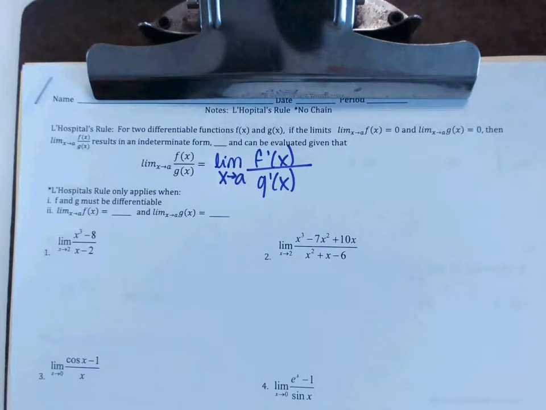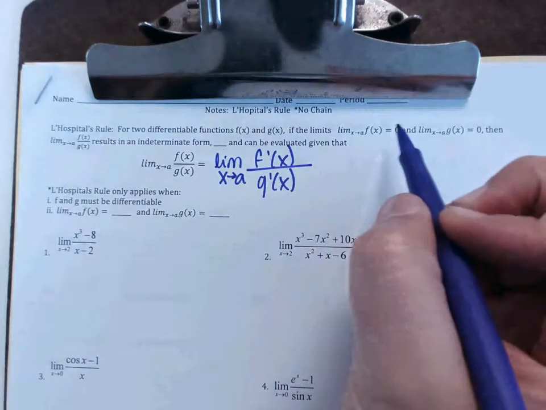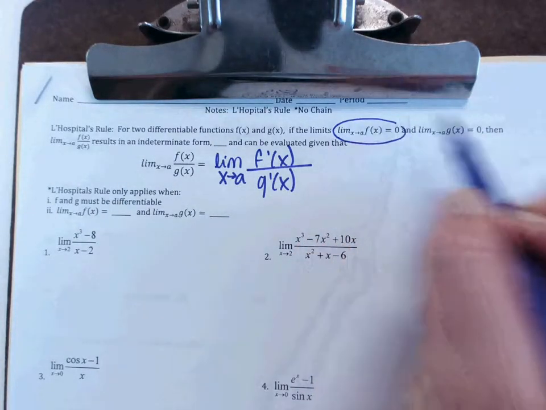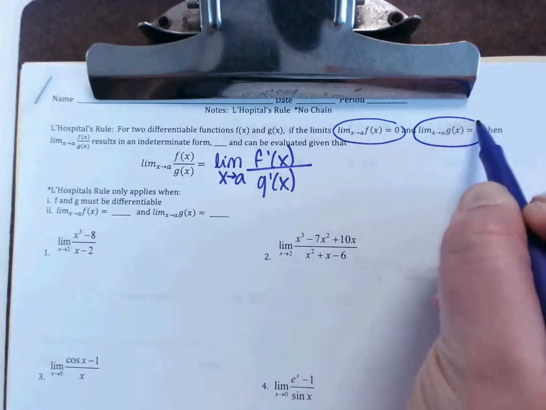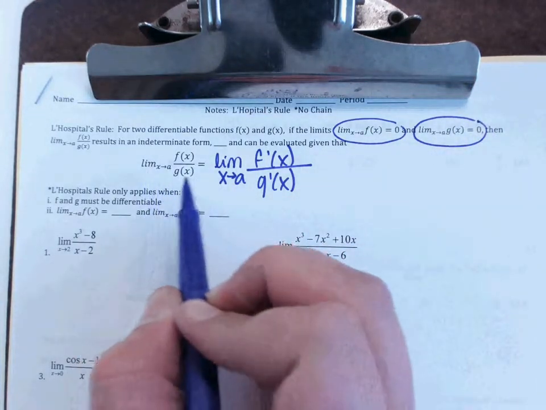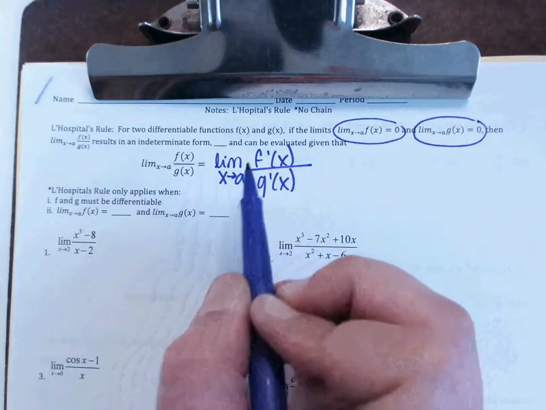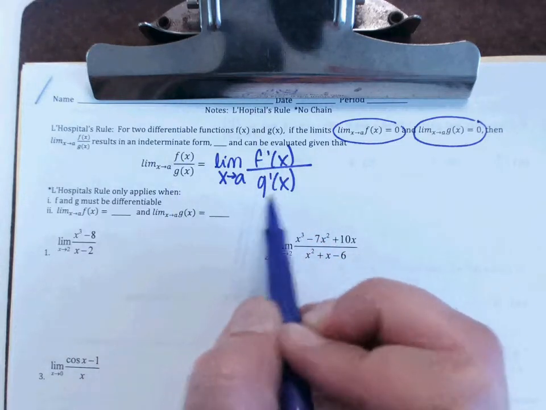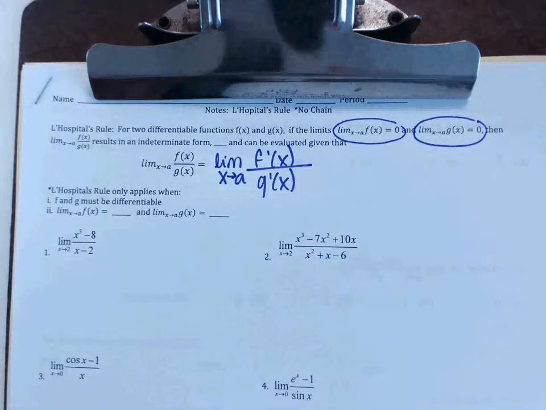If you have a limit where the top and the bottom limits both come out to 0, so look right here, if the limit for f is 0 and the limit for g is 0, then you can rewrite this limit as f prime over g prime. So you're still taking the limit as x approaches whatever that value is, but you're going to take the derivative of the top and the bottom and then try the limit again.